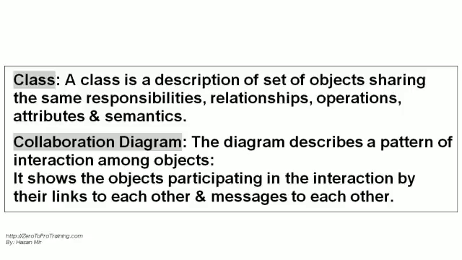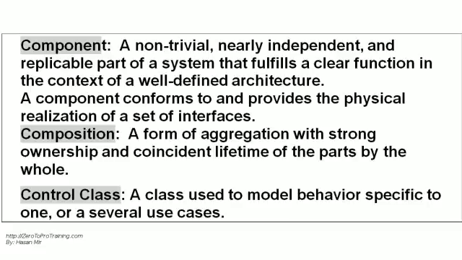Collaboration diagram. The diagram describes a pattern of interaction among objects. It shows the objects participating in the interaction by their links to each other and messages to each other. Next, component, a non-trivial, nearly independent, and replaceable part of a system that fulfills a clear function in the context of a well-defined architecture. A component conforms to and provides the physical realization of a set of interfaces.